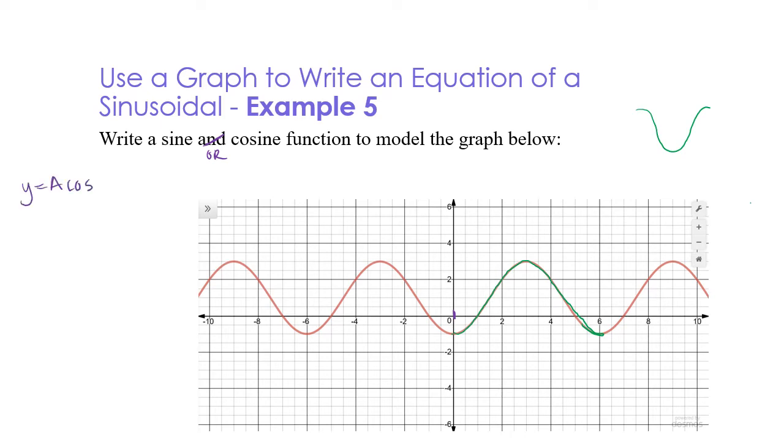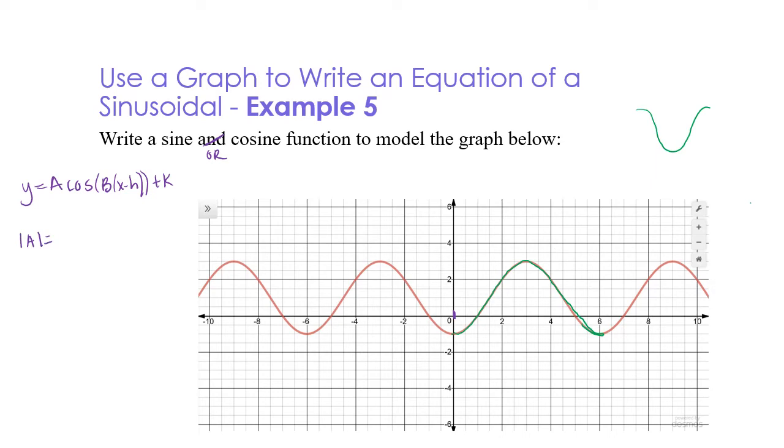So we've got y equals a cosine of b times x minus h if there's a shift, plus k. So we need to figure out all of these values. So the absolute value of a is that amplitude. We know that, so let's figure out the absolute value of a.